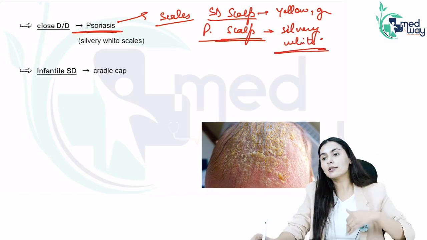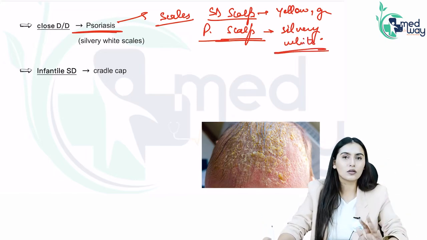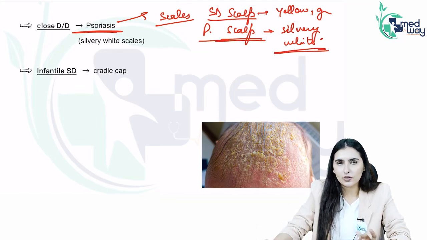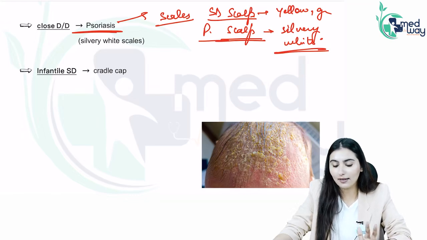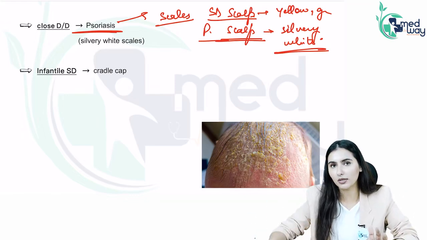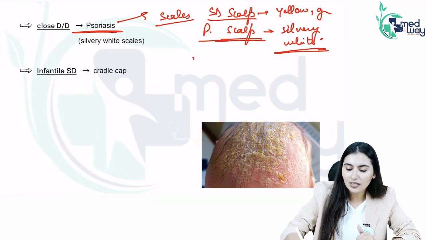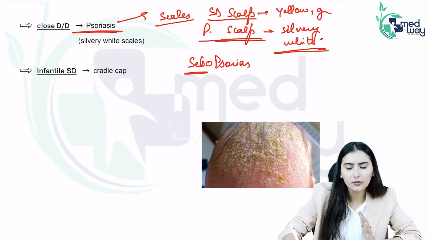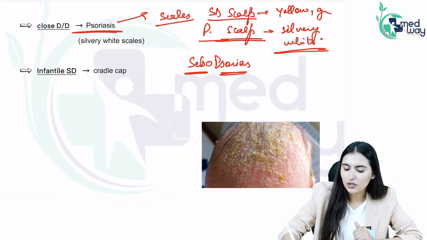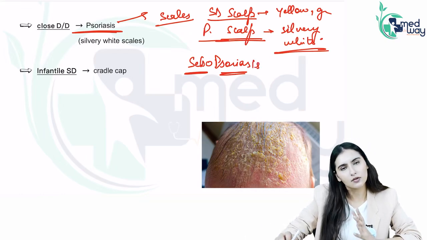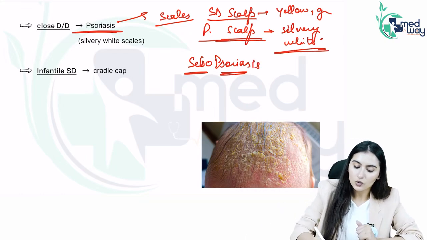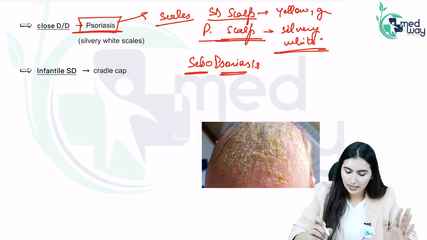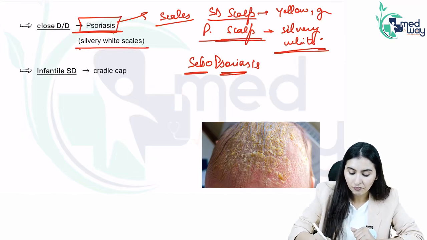Okay? So just because somebody is coming here, I have scales on the scalp, you cannot come to a diagnosis with that. You will have to first closely examine the scales and only then you can tell them, okay, is this psoriasis or is this seborrheic dermatitis? Sometimes it is also sebopsoriasis. Sebopsoriasis is what? Has some features of seborrhea, that is seborrheic dermatitis, has some features of psoriasis. Okay? Sebopsoriasis can also happen. So a very close DD of seborrheic dermatitis is psoriasis, which has silvery white scales.